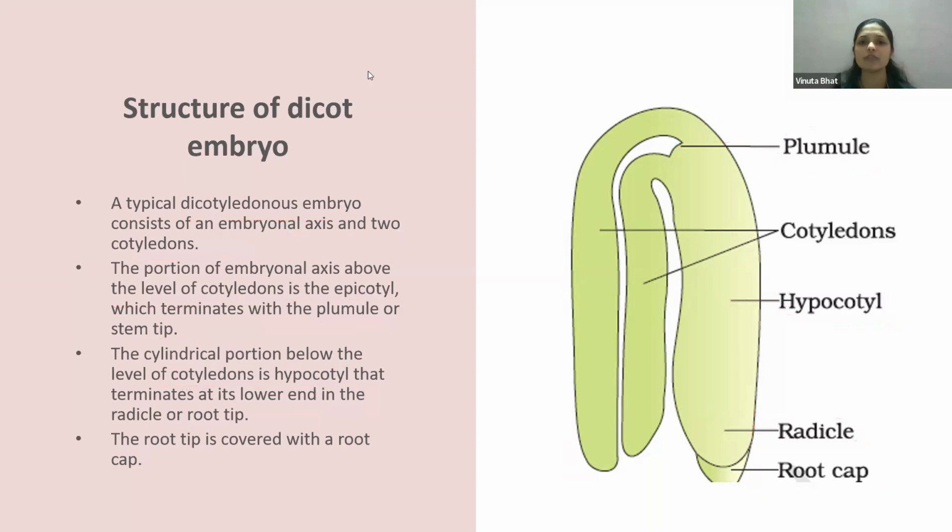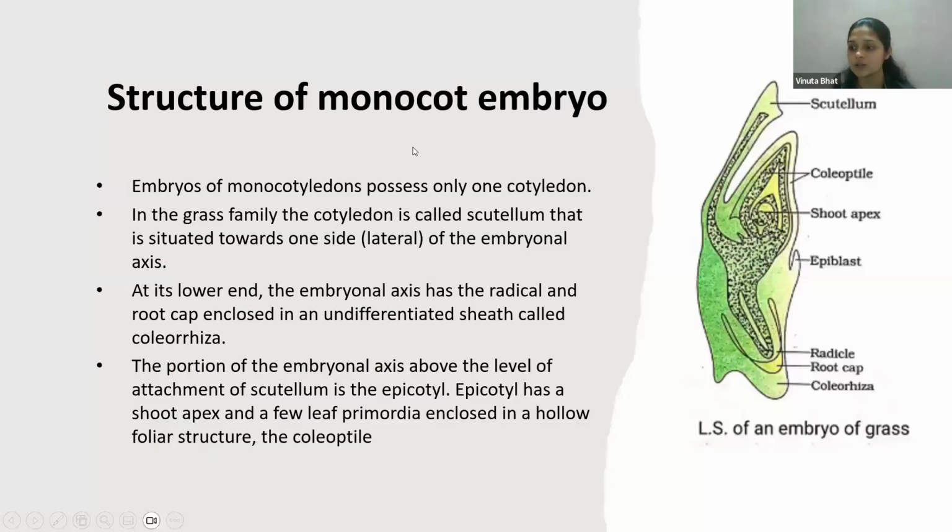And what is the structure of the monocot embryo? This diagram is also very important. Monocot embryo diagram. Embryos of monocotyledons possess only one cotyledon. In the grass family, the cotyledon is called a scutellum.